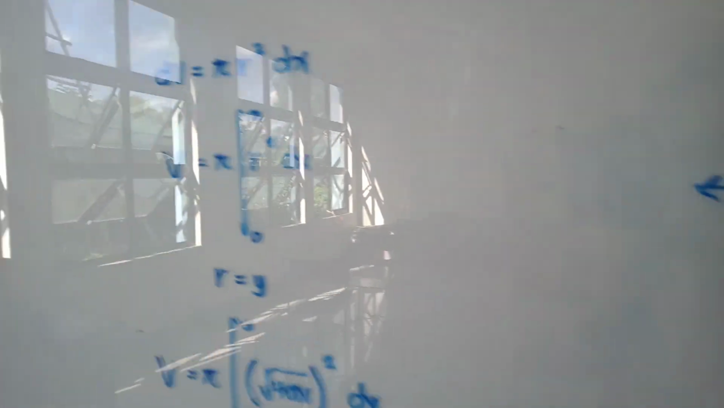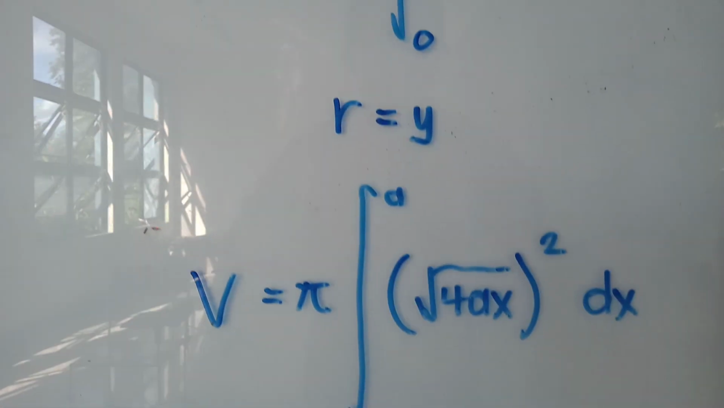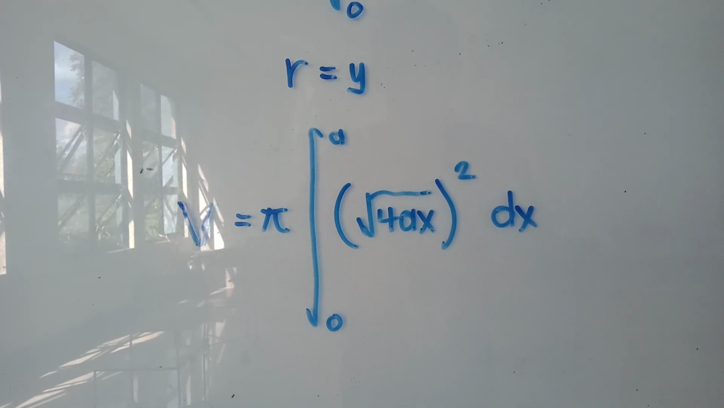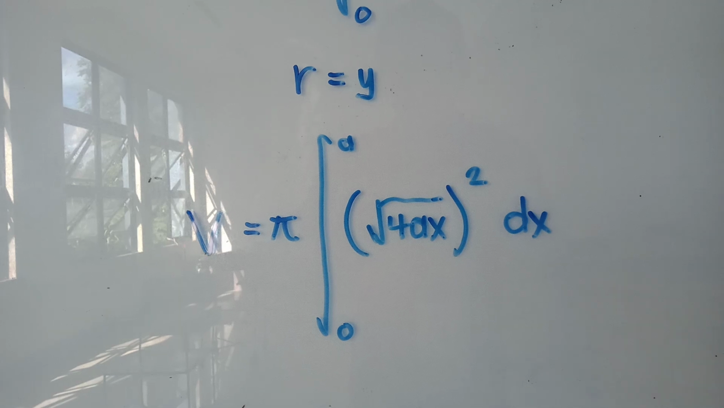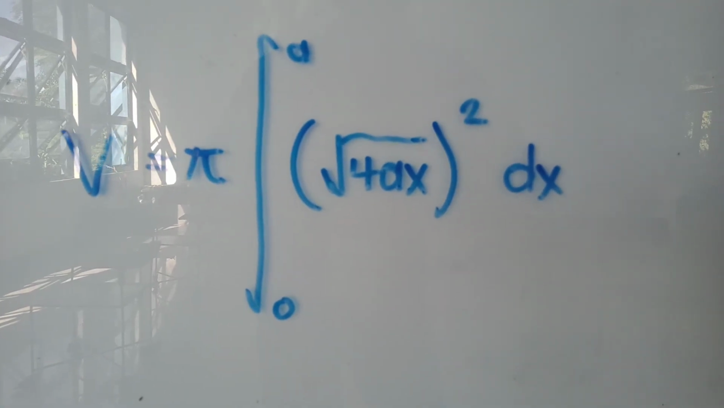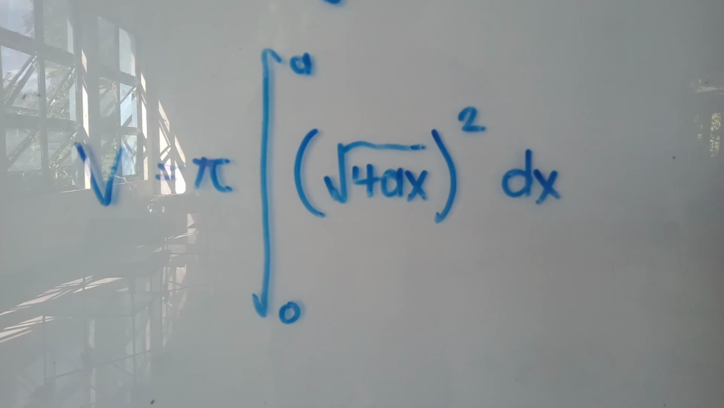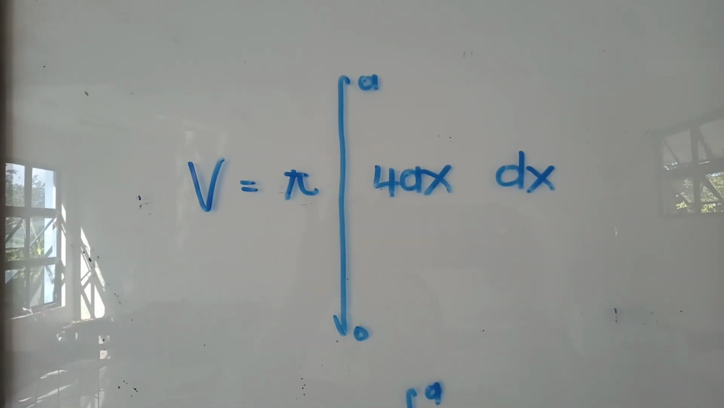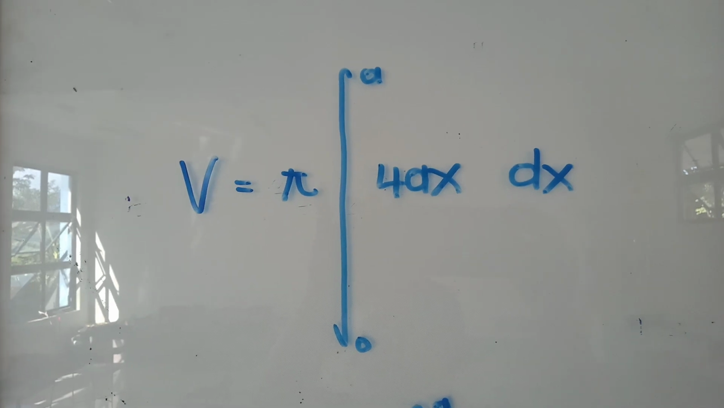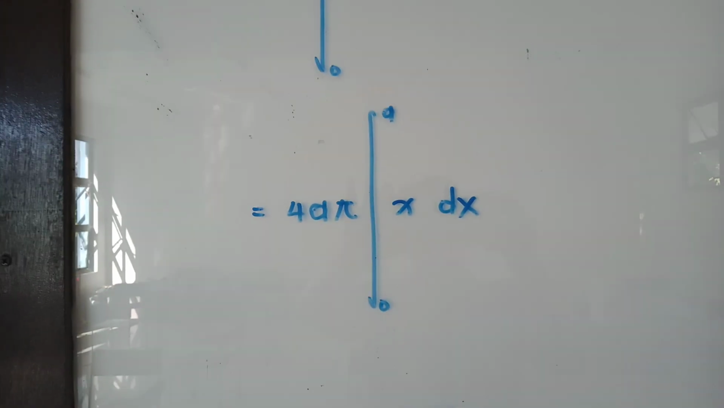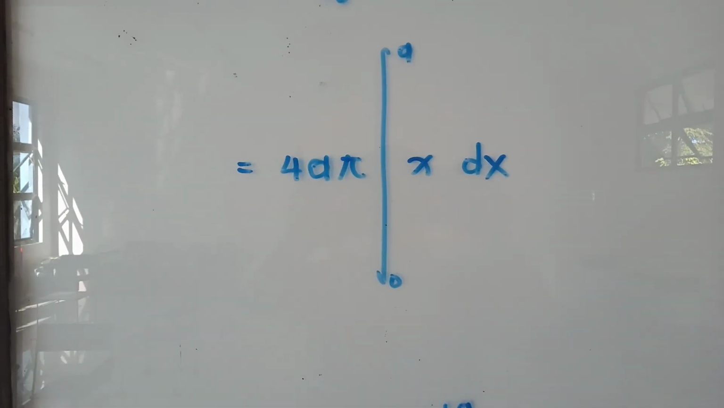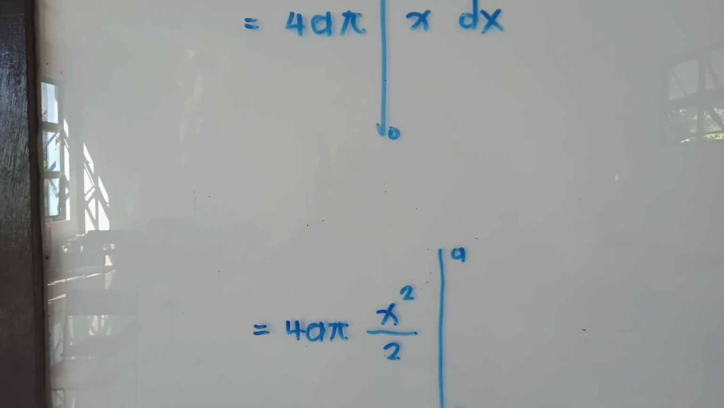Then substituting into our equation for volume, we will have this. Let us simplify first before integrating, since our integrand is already a function of x. We know that the square of the square root of 4ax is equal to 4ax. So our volume is reduced to this equation, wherein again our limits are from 0 to a. Simplifying further, we can move the constant 4a out, and now we're ready to integrate.